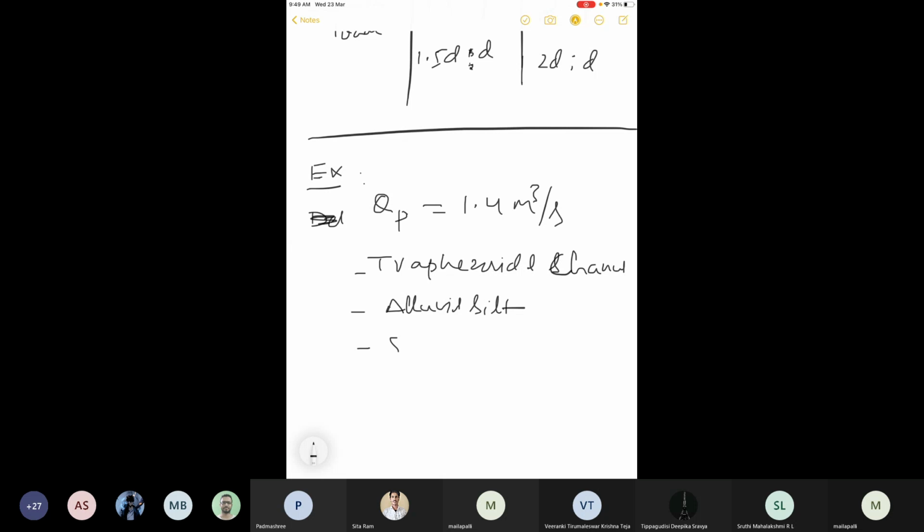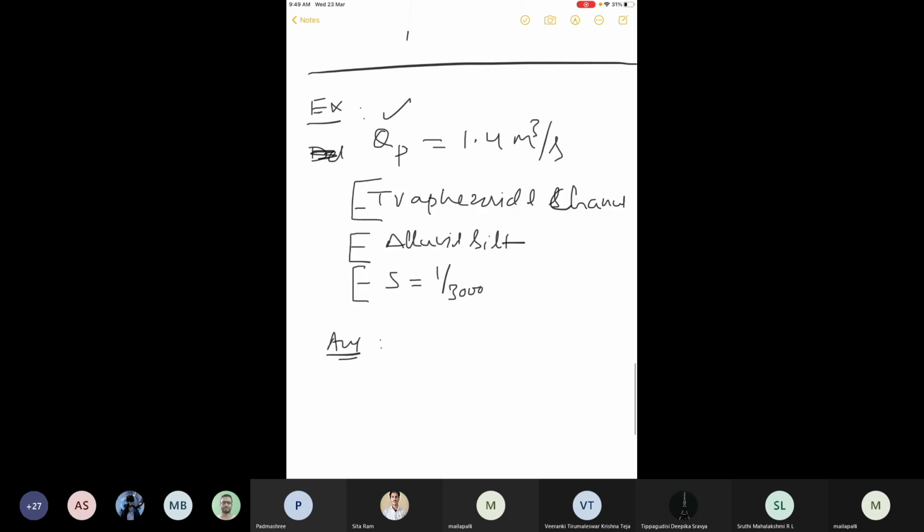So bed slope is given. So S is equal to 1 by 3000. Okay, so this much information is given. So QP is given, the total direct runoff to be disposed of, and you need to design the trapezoidal channel for an alluvial silt, with a grade of 1 by 3000. Okay, so let's see how to design this.